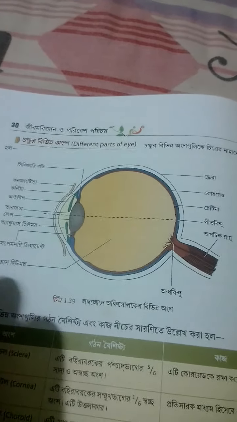And it contributes, if you see, then you can find out, it contributes 65 to 75% of the eye's focusing power. আইয়ের যে ফোকাসিং পাওয়ার সেটাকে প্রায় 65 থেকে 75% কন্ট্রিবিউট করে কে এই কর্নিয়া.